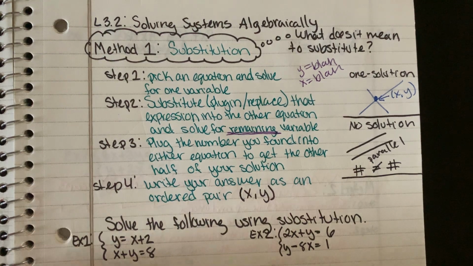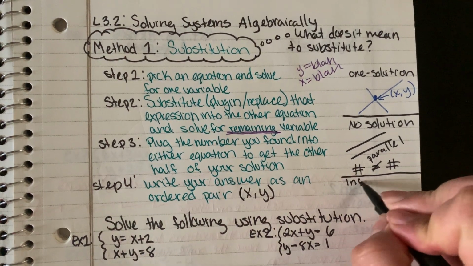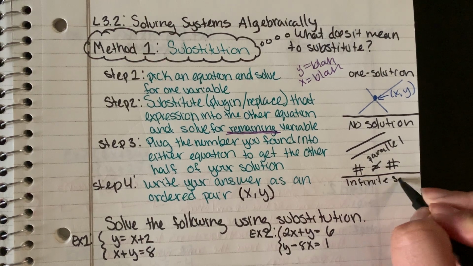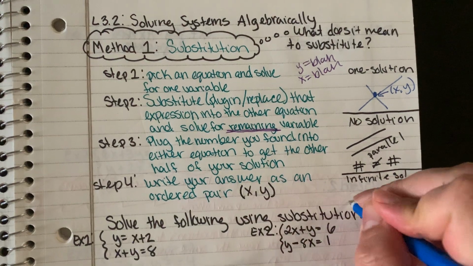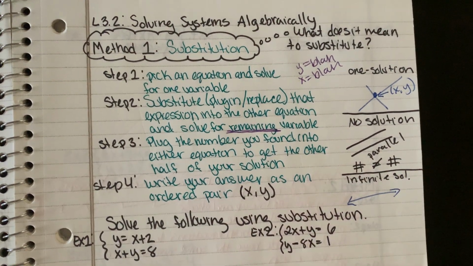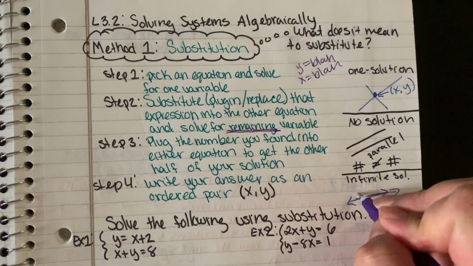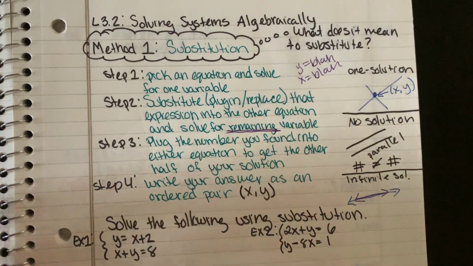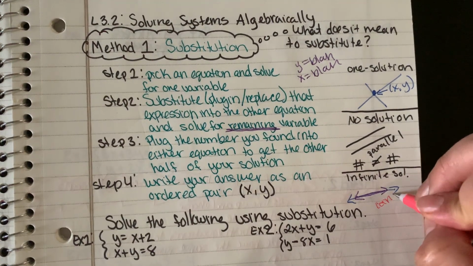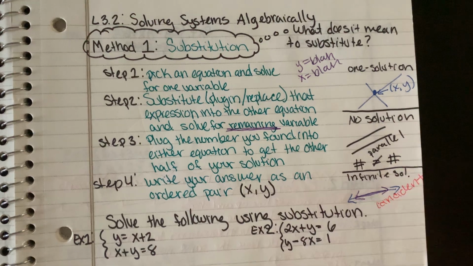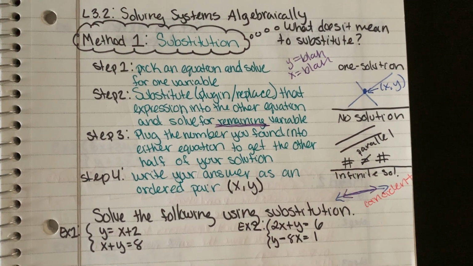And then the last one would be infinite solutions. Okay, so that basically means that you're going to have two lines that are directly on top of each other, right? So they're coincident lines. I'm not sure how to pronounce it. I know how to spell it, not sure how to pronounce it. Coincident, coincident, I don't know, I've heard both.